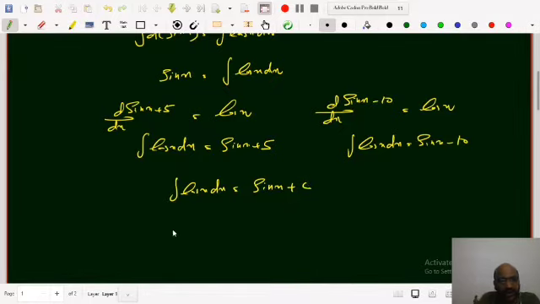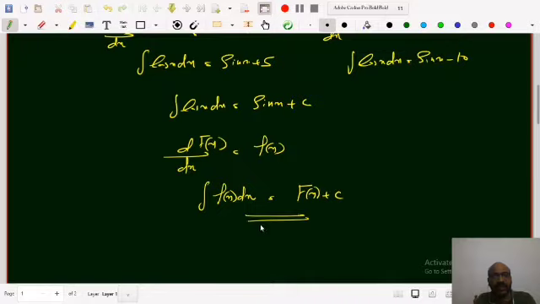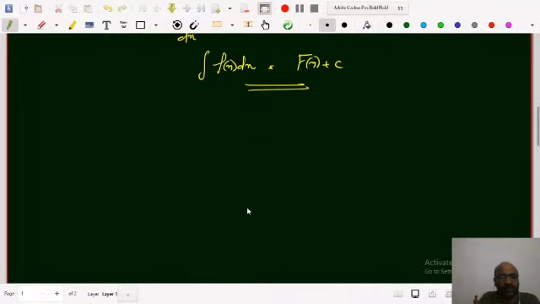Okay. So generally, if d by dx of capital F of x is equal to small f of x, then integration of small f of x dx is equal to capital F of x plus c. This is the result. Now we can derive some standard formulas. So the first formula we already derived, that is integration of cos x dx equal to sin x plus c. That is our first formula.